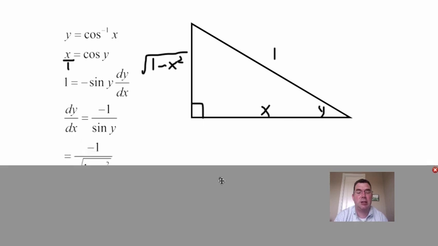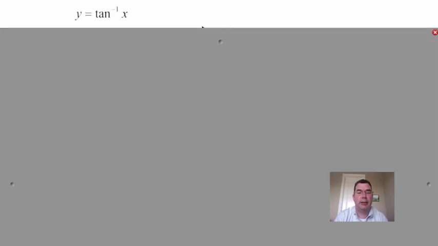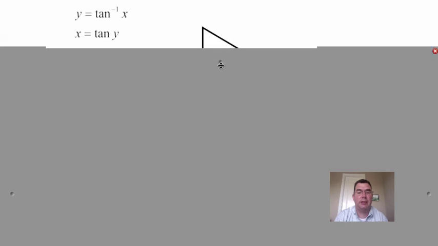So this actually looks a lot like the last one I did. The only difference is there's a negative 1 on top instead of a positive 1 on top. So that's a trick to help you remember both of those. And then lastly, we will do inverse tangent.